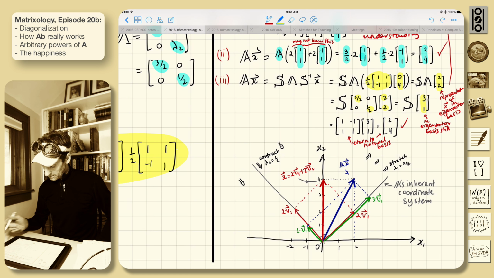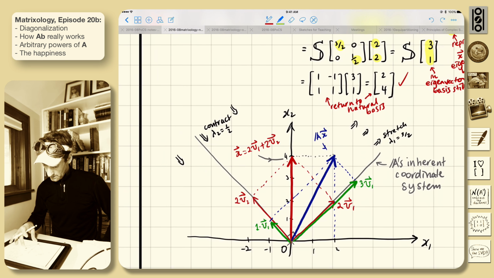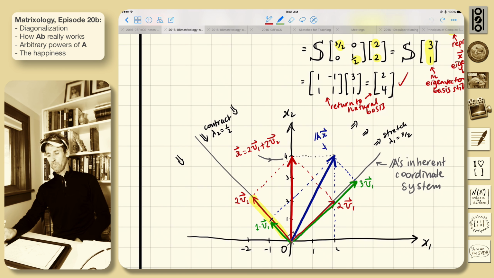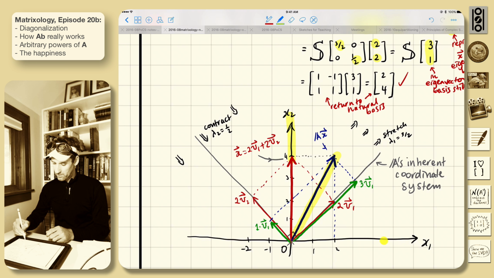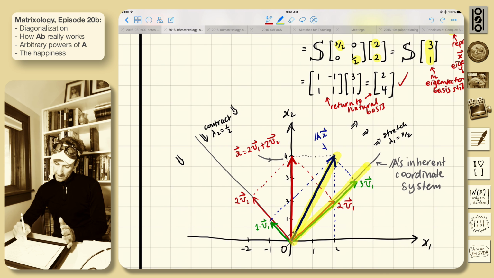All right, so let's look at this picture here. First of all, if I got this right, this is the original vector. That's x. It's 2 times v1 plus 2 times v2. Okay, good. A times x is over here. This is our final result. This is all in our natural basis, 2, 4. But here's the eigenvector basis, 1, 1 and minus 1, 1.